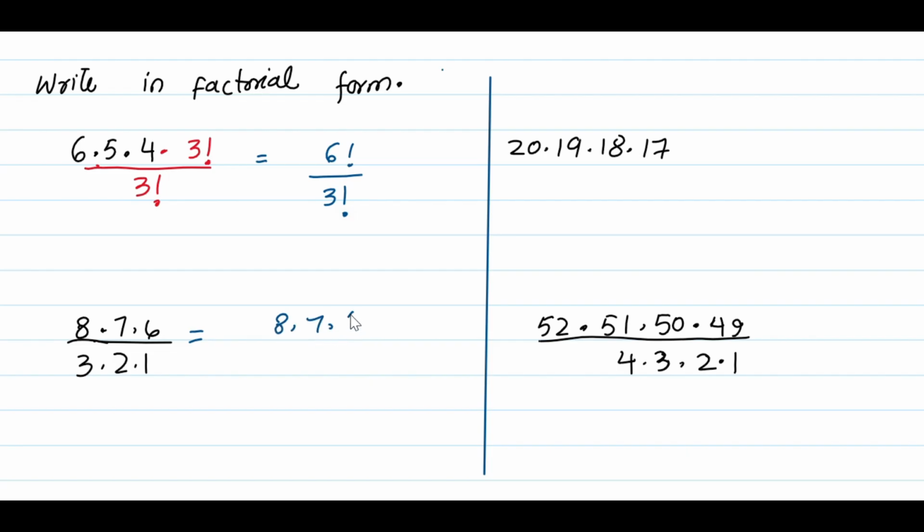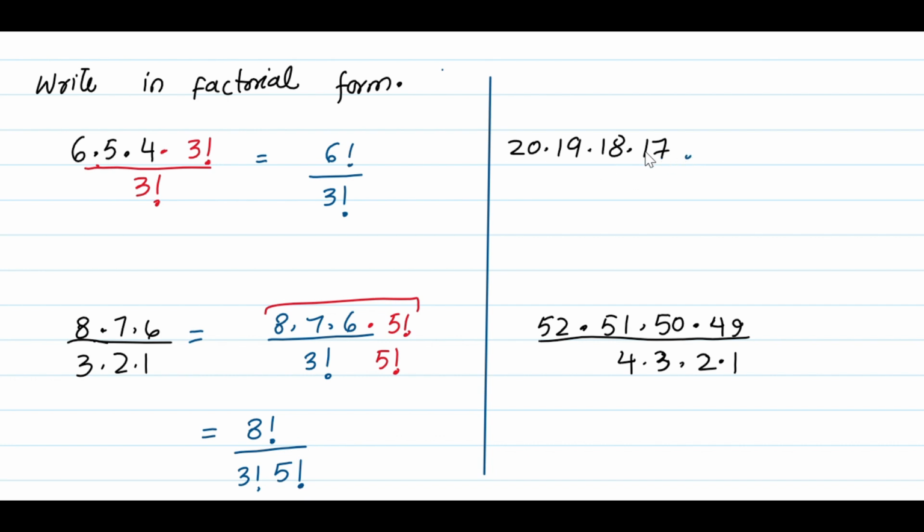In this question, the denominator is clearly seen, 3 factorial, and the numerator can be completed as a factorial if we multiply and divide by 5 factorial. So the numerator becomes 8 factorial and the denominator is 3 factorial times 5 factorial. It's complete.